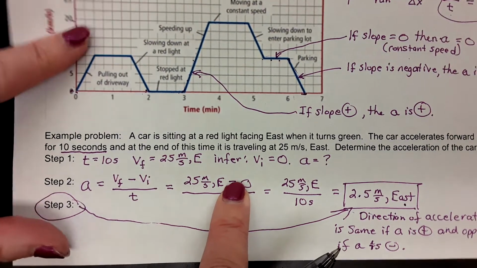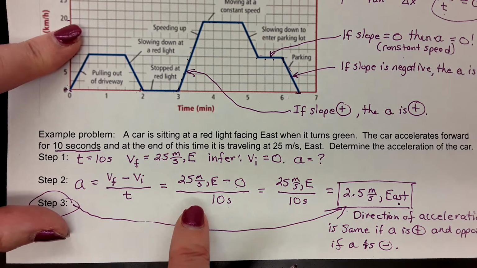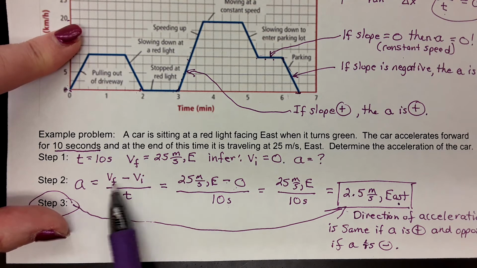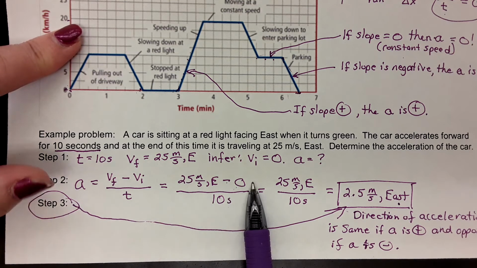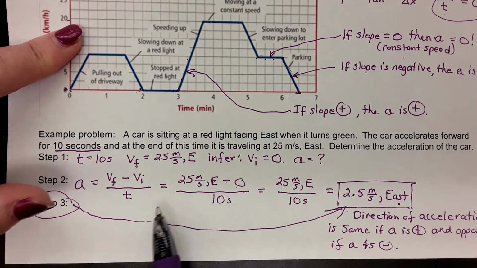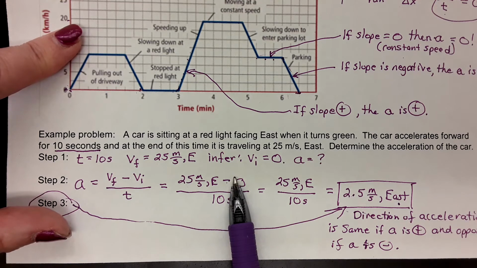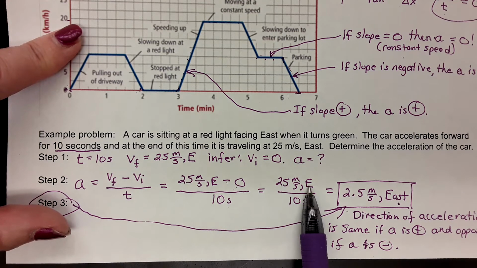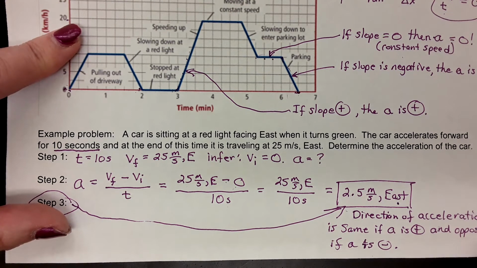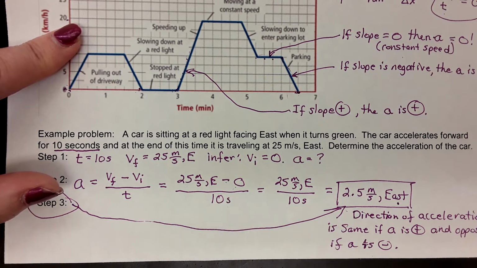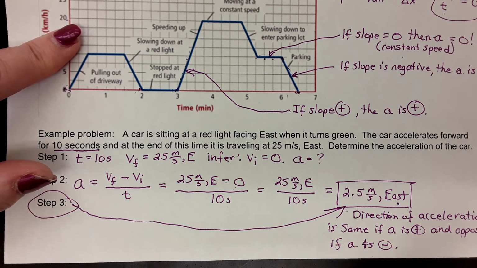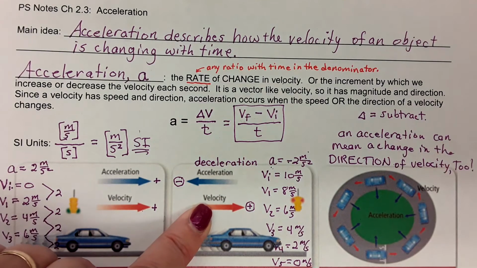Okay, you're speeding up. But if we had said final minus initial, say you started at 25 meters per second and you slowed down to a stop, then you would say final minus initial is 0 minus 25 because your final would be 0 if you came to a stop. So 0 minus 25 would give you negative 25 east. And what is negative east? It's west. So it goes the opposite direction if your acceleration is a negative value. Okay, it goes opposite the velocity, which is like this right here.